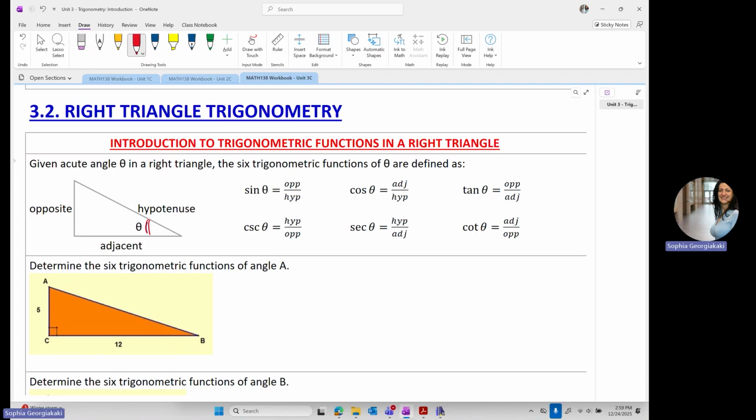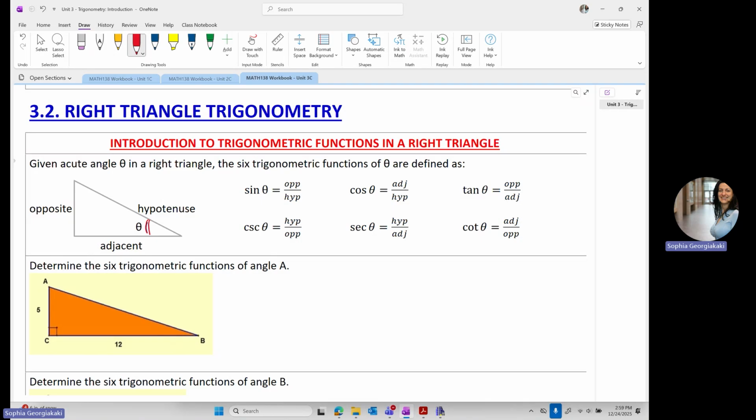We identify the other three sides of the triangle as opposite of theta, adjacent to theta, and the hypotenuse of the triangle. And we have six trigonometric functions that we define. The sine of theta equals the length of the opposite over the length of the hypotenuse. The cosine of theta equals the length of the adjacent over the length of the hypotenuse. The tangent of theta equals the length of the opposite over the length of the adjacent.